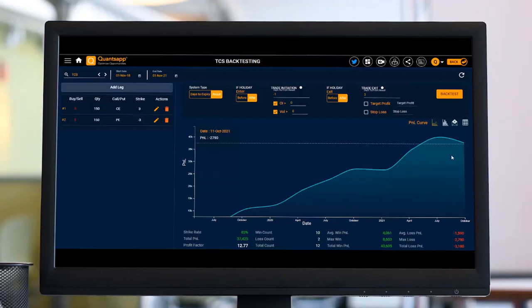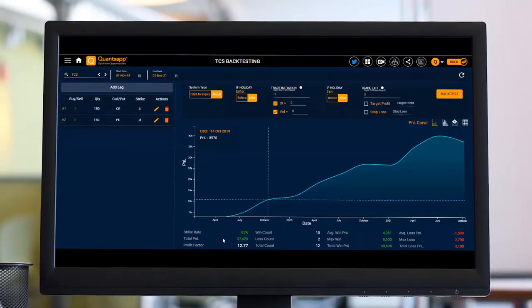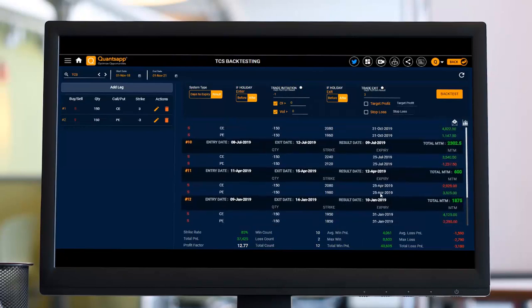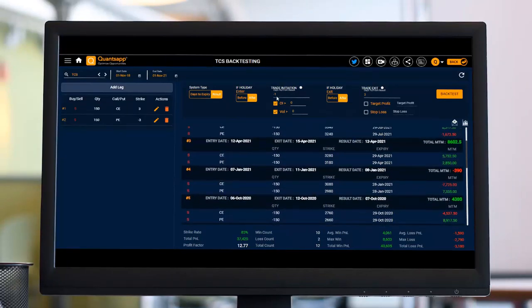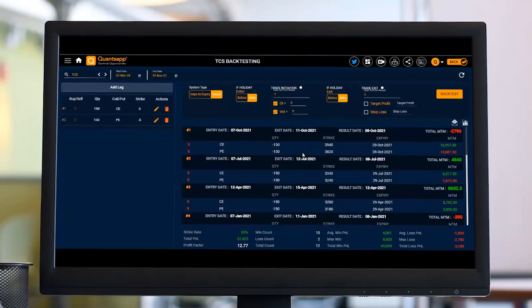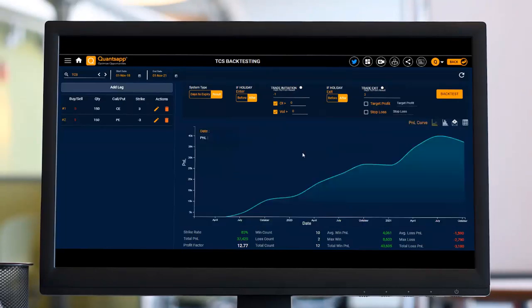We'll get to see the net PNL of our strategy, the cumulative PNL of our strategy, the strike rate, the profit factor, win count, max count, maximum loss, and all the things which we understood in the expiry day backtesting, the days to expiry backtesting. It is showing us the same thing, but it is considering the entry and exit according to the number of days left to the result. So that is how in next to no time, it hardly took us probably a couple of minutes to give inputs about our strategy and hit the backtest.